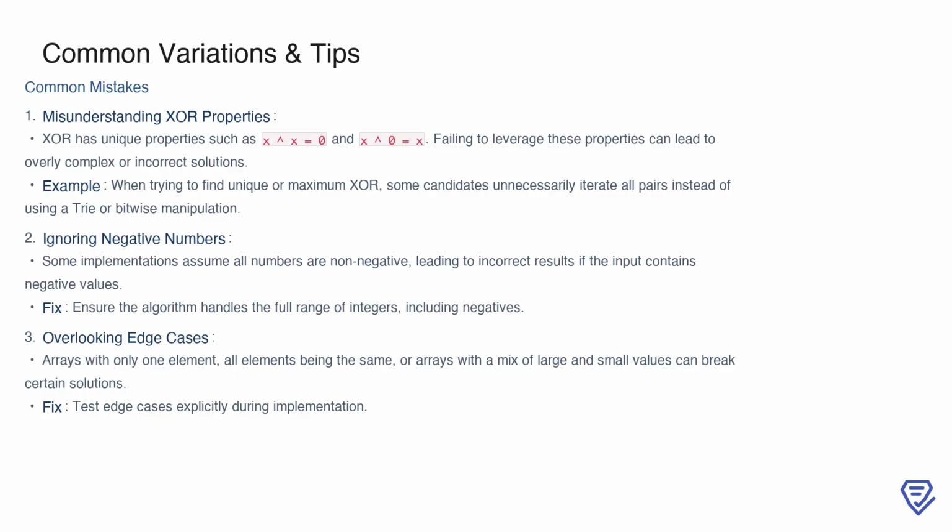Another frequent pitfall is ignoring negative numbers. Some solutions assume all inputs are non-negative, which can cause incorrect results if negative numbers are present. To avoid this, ensure your algorithm handles the entire range of integers. Lastly, overlooking edge cases can trip you up. Arrays with only one element, arrays where all elements are identical, or arrays with a mix of very large and very small values may expose flaws in your solution. Testing these edge cases explicitly will help you catch such issues early on.